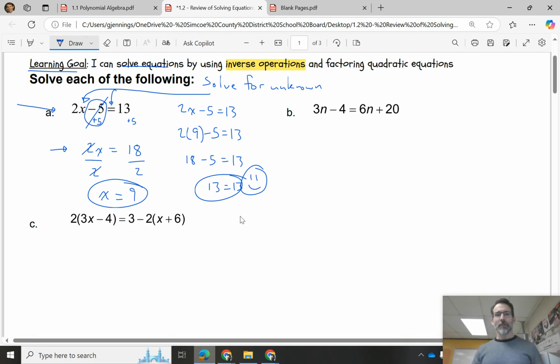Okay, so could I have divided by 2 first instead of doing the add 5 to both sides?